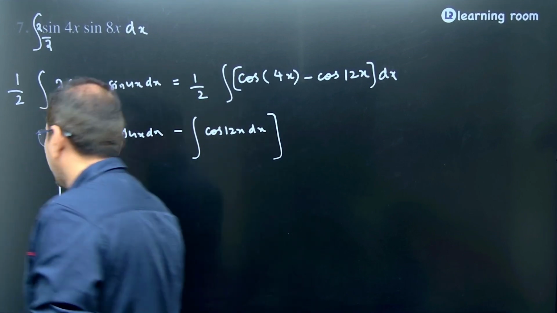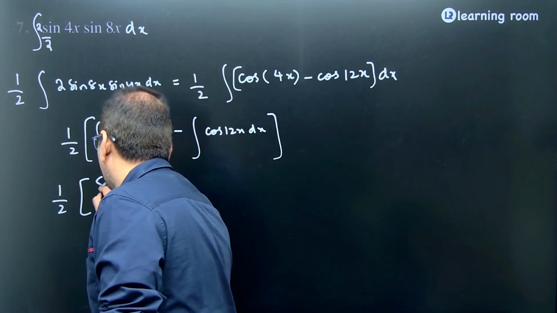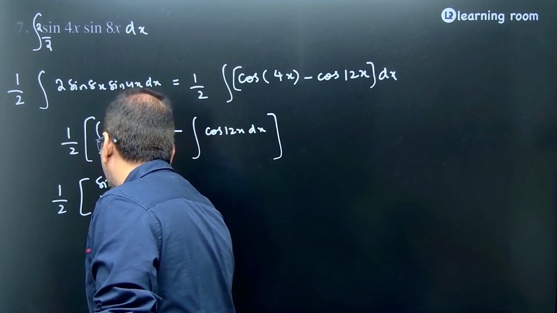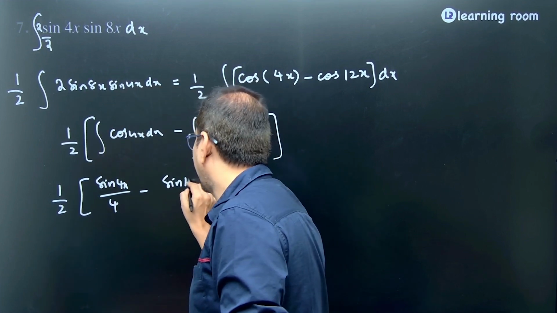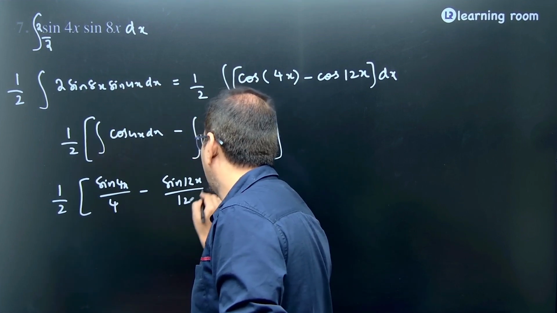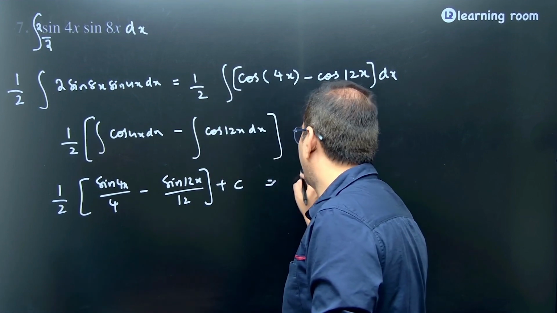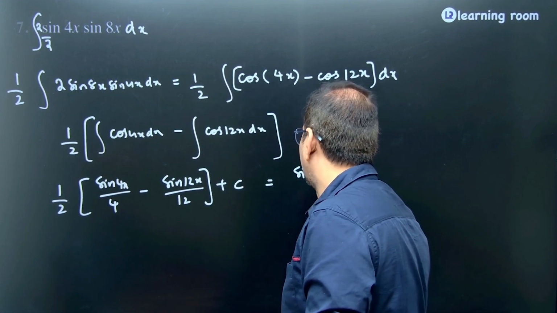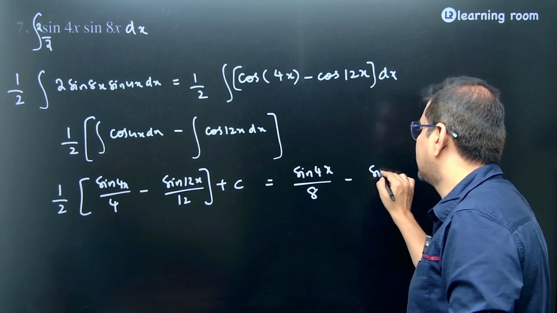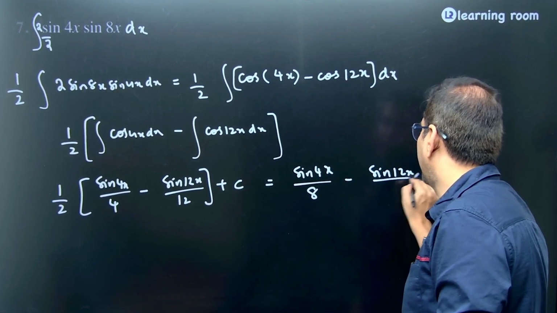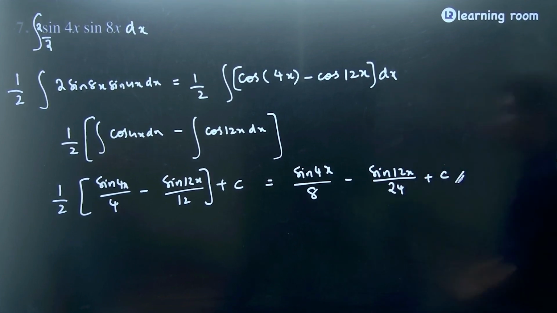So half of, what is the integral of cos 4x? It is going to be sin 4x divided by 4 minus the integral of cos 12x, which will be sin 12x divided by 12. So this will be equal to sin 4x divided by 8 minus sin 12x divided by 24 plus c. So this will be the final answer.